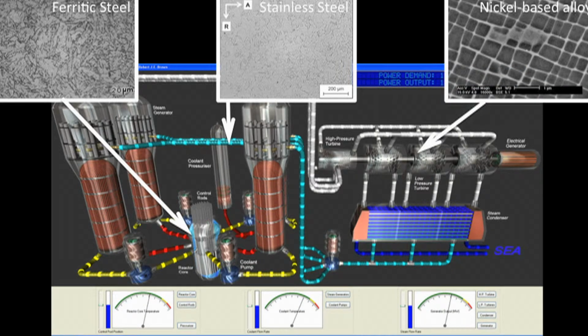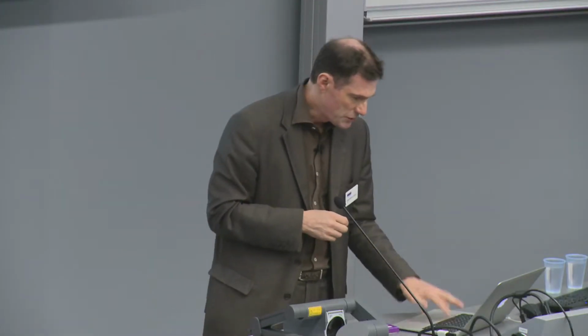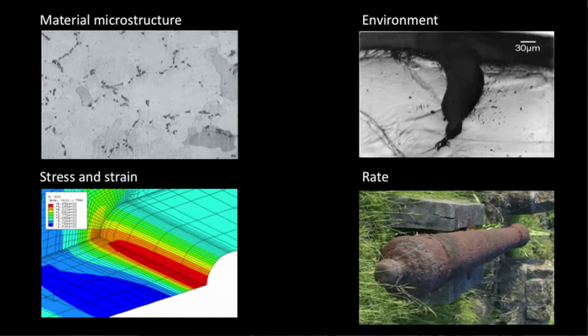So the composition of all those materials are different, and they look different under the microscope. And it's that link between the microstructure and the properties that you want for your material that is absolutely critical when you choose what materials you're going to use for which components. So let me show you 4 things that really influence how materials perform: their microstructure, the stress and the strain that you put on those materials, the environment in which they operate, and also how quickly or slowly things happen.